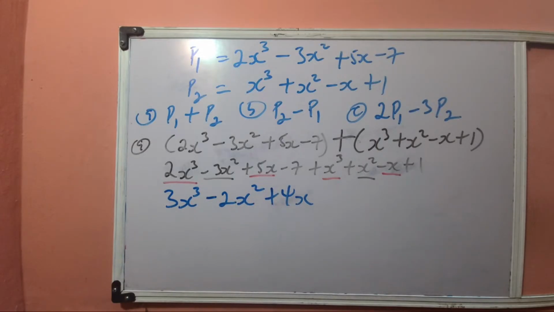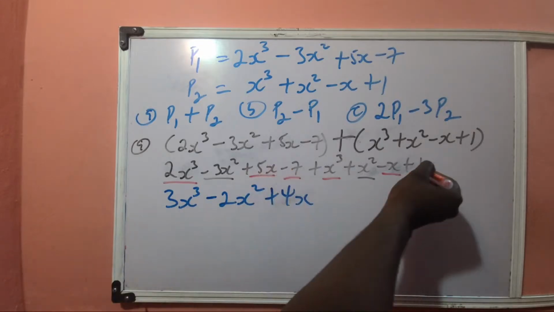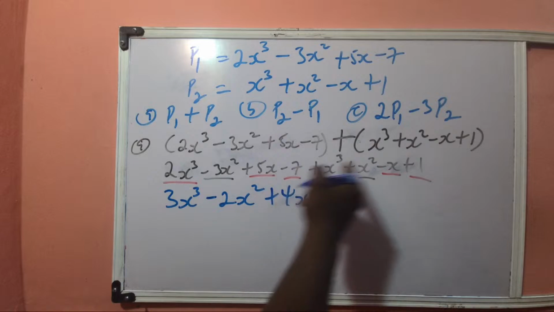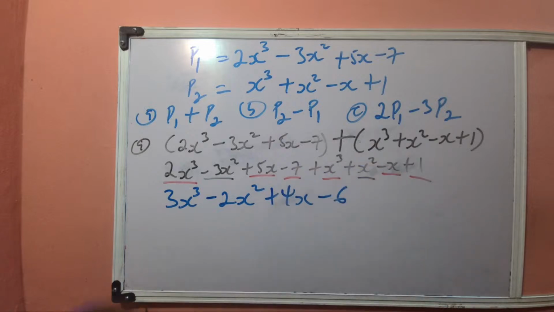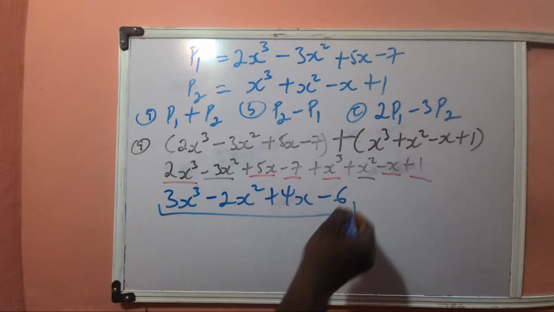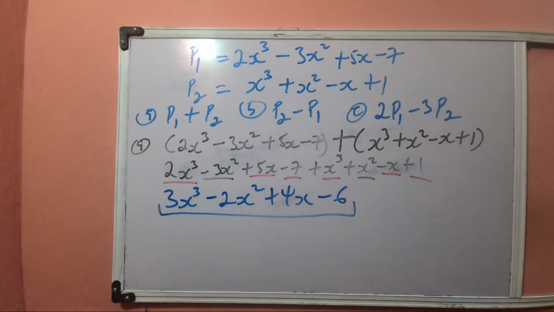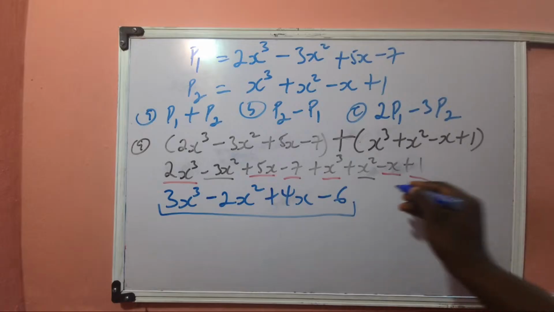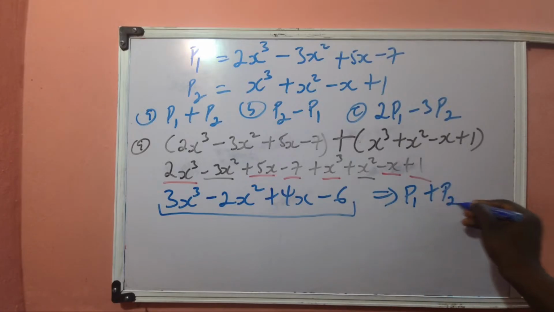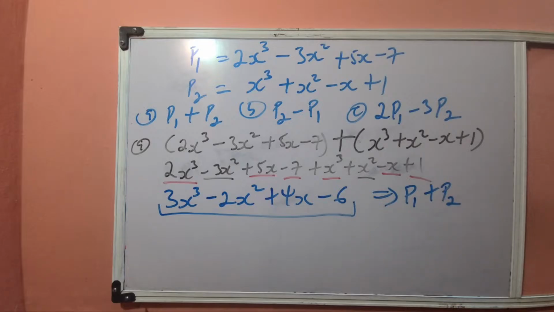And then I can see my last value, which is a constant term. I can see minus 7. I can see plus 1. So what I want to do there is to have the addition done. Minus 7 plus 1 will give me minus 6. And this is my answer for P1 plus P2. So this is how you perform the operation of addition on polynomials. This is the basic way of going about that.